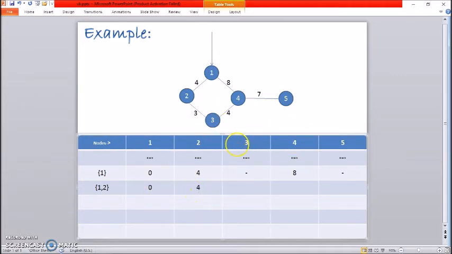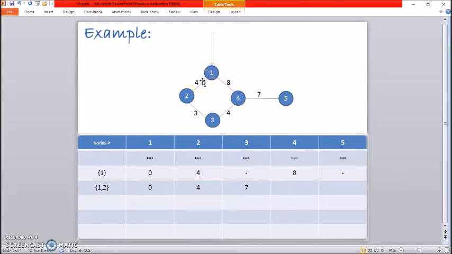Now we have to define the distance to node 3 from node 1. We will get the path 1, 2 and 3, where the intermediate node is 2, so the distance between 1 and 3 will be 7. For the distance of 4, there are two paths to come to 4 from node number 1. One will be 1, 2, 3, 4, and the second will be directly from 1 to 4.